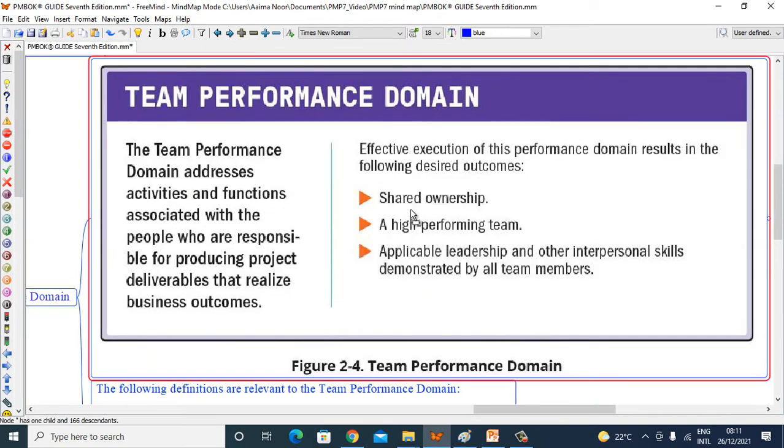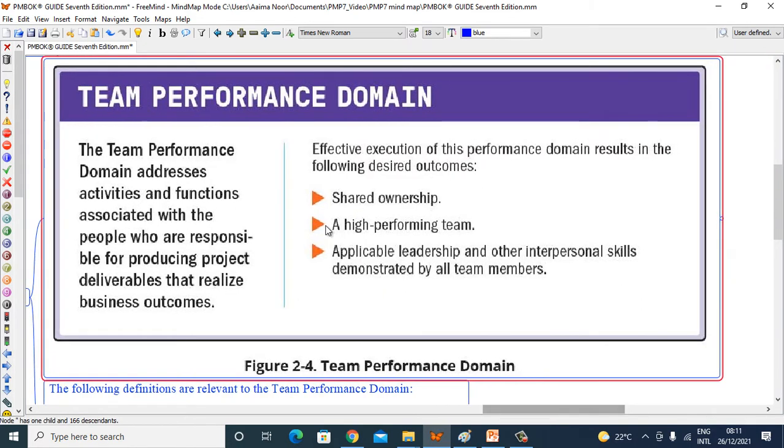So let's see the team performance domain. The team performance domain addresses activities and functions associated with the people who are responsible for producing project deliverables that realize business outcomes. Effective execution of this performance domain results in the following desired outcomes: shared ownership, a high performing team, applicable leadership and other interpersonal skills demonstrated by all team members.